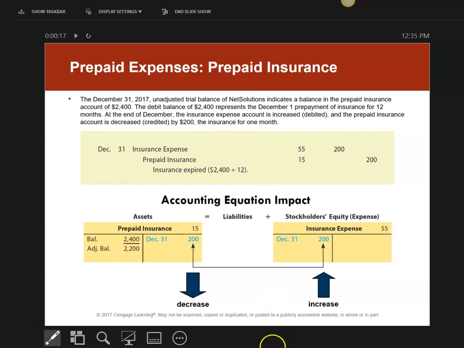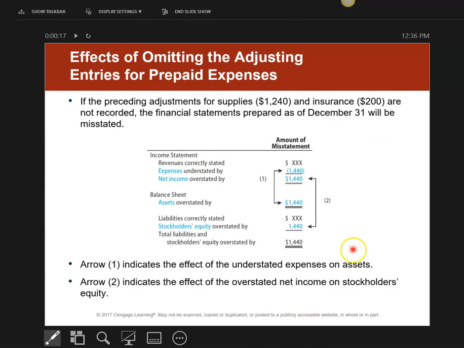We are almost done. Again, if you forget to do this, here's what happens. My expenses are understated and my net income is overstated. This is for both of these entries. This tells you what happens if I forget to do this actual deferral. Okay, so this concludes the deferrals. The next thing we're going to look at is the very last journal entry, and it's on the next video.